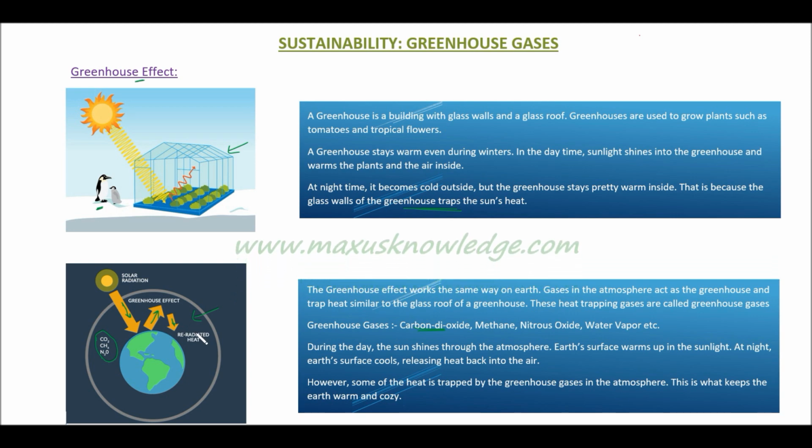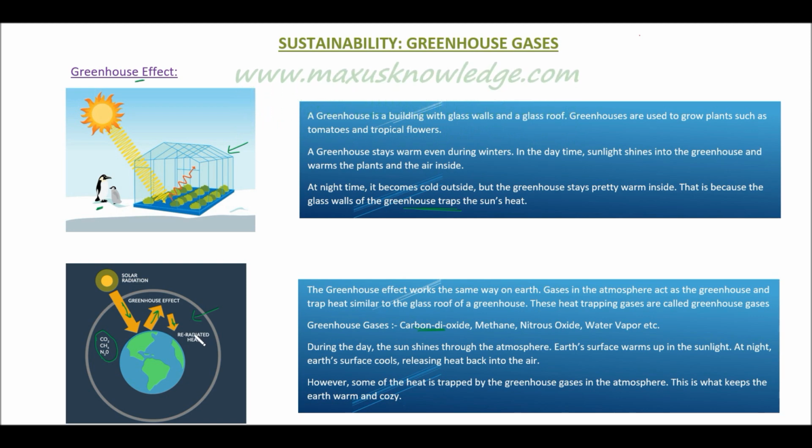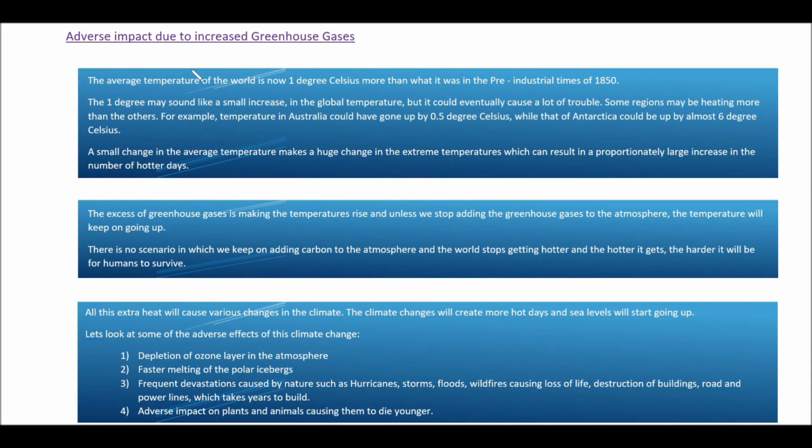However, this natural greenhouse effect is getting adversely impacted due to the increased emissions of greenhouse gases by human activities. So let us look at some of these adverse impacts of the increased greenhouse gases. Now, the average temperature of the world is almost 1 degree Celsius more than what it was in the pre-industrial times of 1850. The average of 1 degree may sound like a small increase in the global temperature, but it could actually cause a lot of trouble.